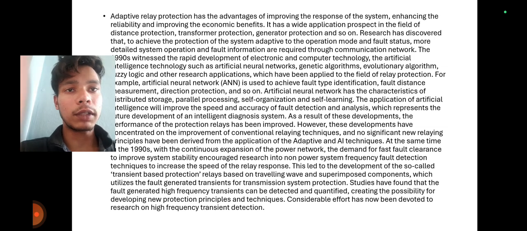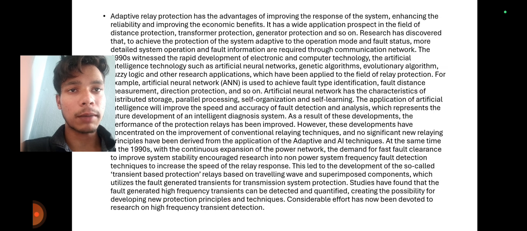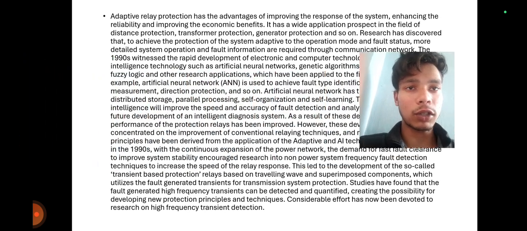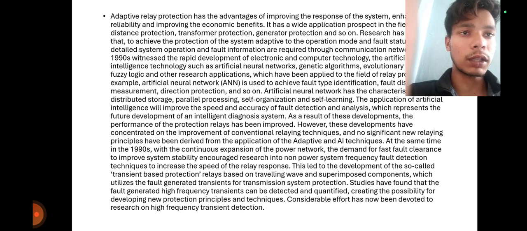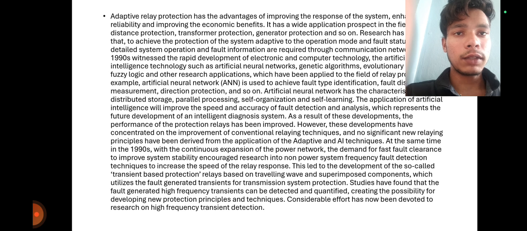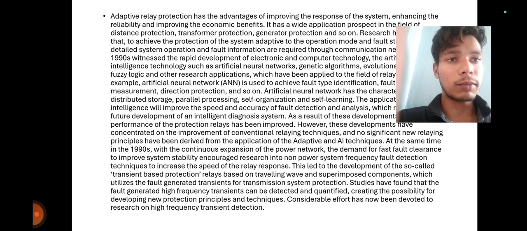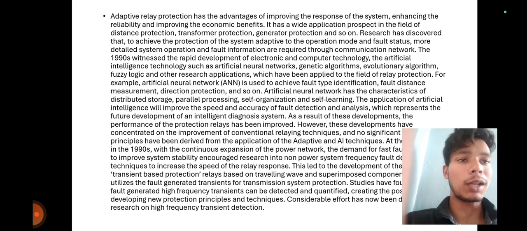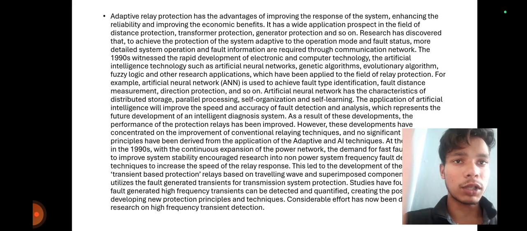The 1990s witnessed the rapid development of electronic and computer technology, and artificial intelligence technology such as artificial neural networks, genetic algorithms, evolutionary algorithms, fuzzy logic and other research applications have been applied to the field of relay protection. For example, artificial neural network (ANN) is used to achieve fault type identification, fault distance measurement, direction protection, and so on.